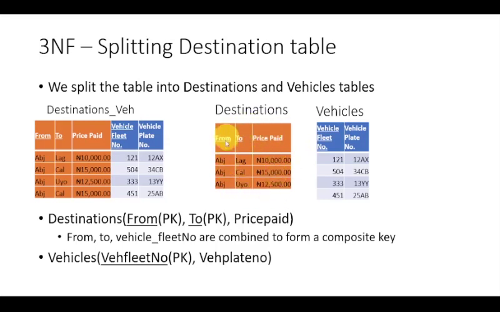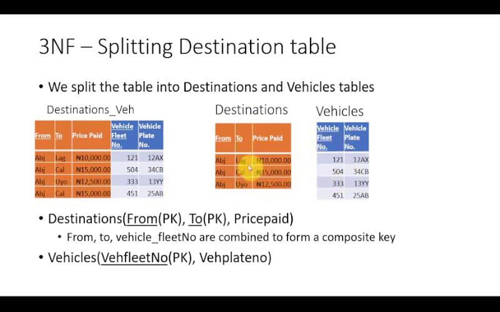This leaves everything about destination here, and there's no more transitive dependency here. Then we have vehicles also having their own table, where we have 121 12AX, 504, 333. So we have four unique vehicles here, and the vehicles are very well on their own. Now you can find out this table had four columns. There were repetitions here about Abuja, Calabar, but now that is not done here, because we are only talking about destinations.